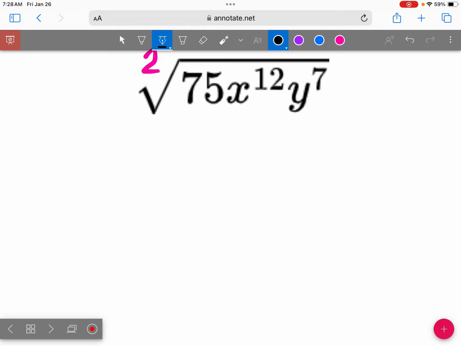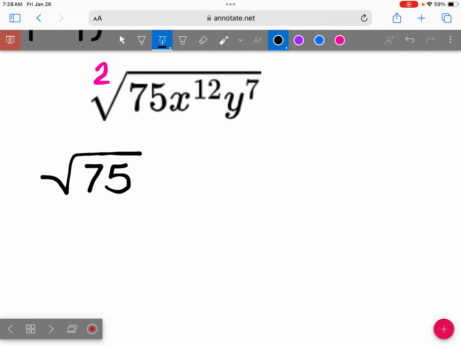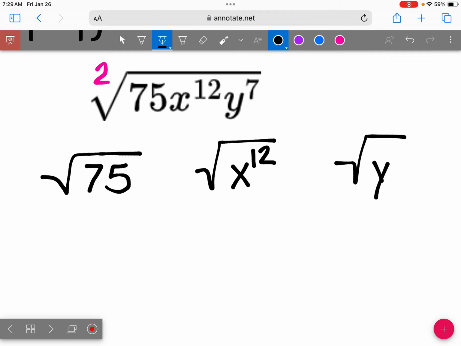So we're going to use that product property and split this into separate pieces just like we did last week when we make it easier for us to work with it. This uses that product property. Just because we can take things and multiply them together doesn't mean we can't also pull them apart.